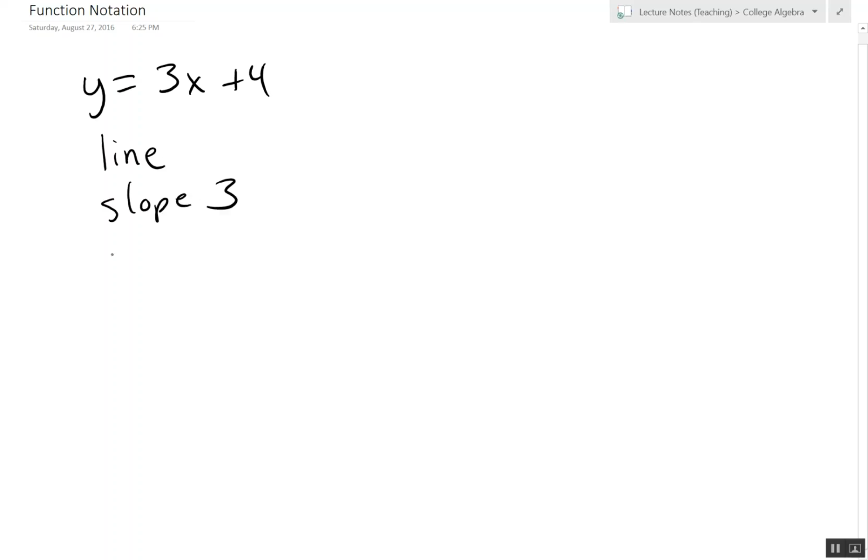For example, one particular line is y equals 3x plus 4. And from this equation point of view, this is a line. It has slope 3, and the y-intercept is (0, 4). So these numbers all have meaning. And so what's different about notation with functions?